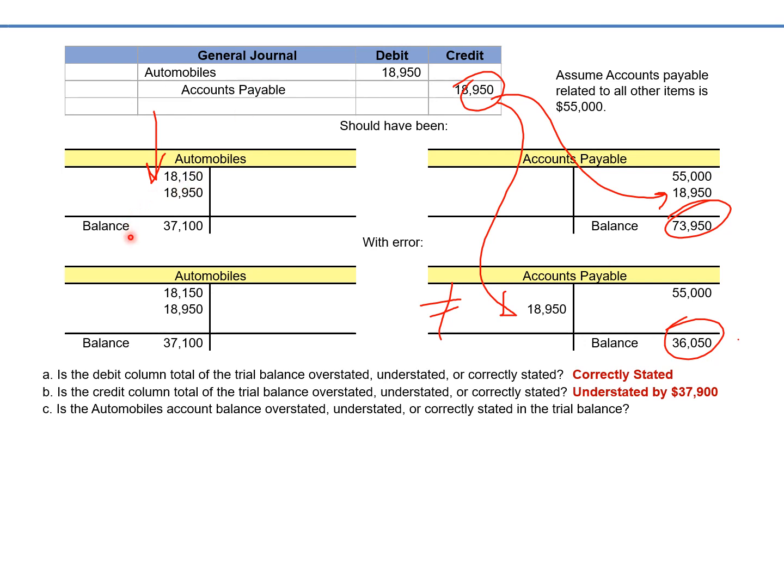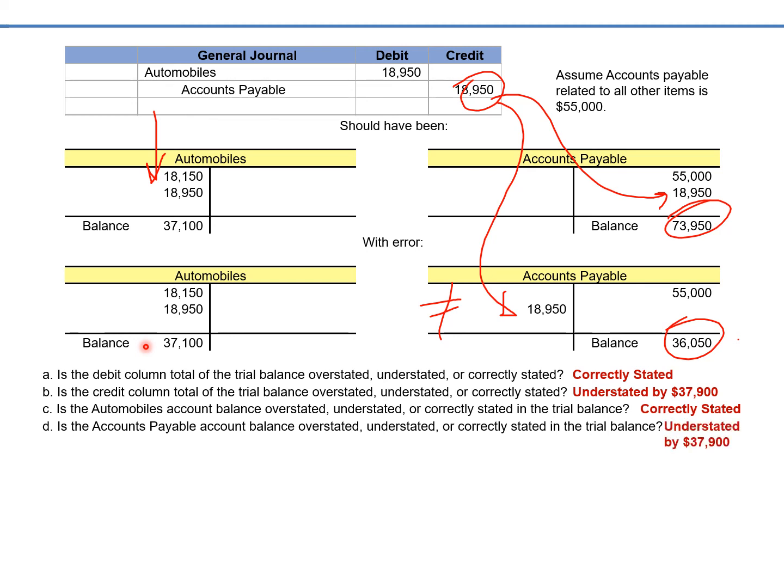Is the automobiles account balance overstated, understated, or correctly stated? I don't know. I don't see a difference here. Do you? Yeah, it's correctly stated. And then is the accounts payable balance overstated, understated, or correctly stated? It's understated, right? By the $37,900.